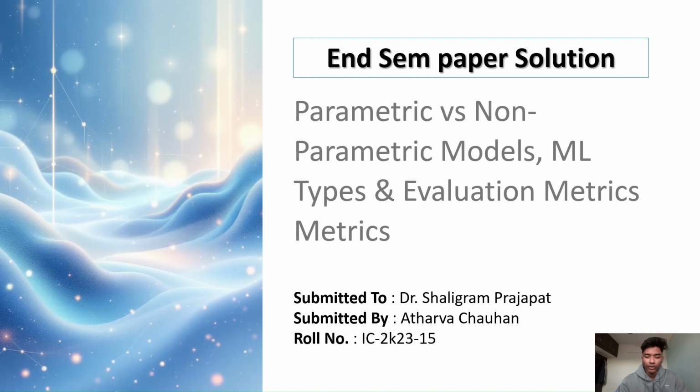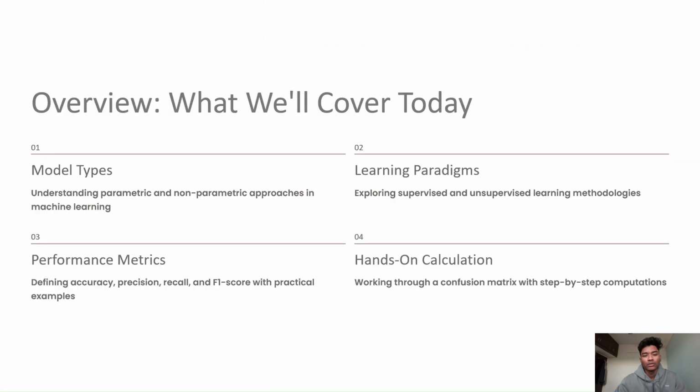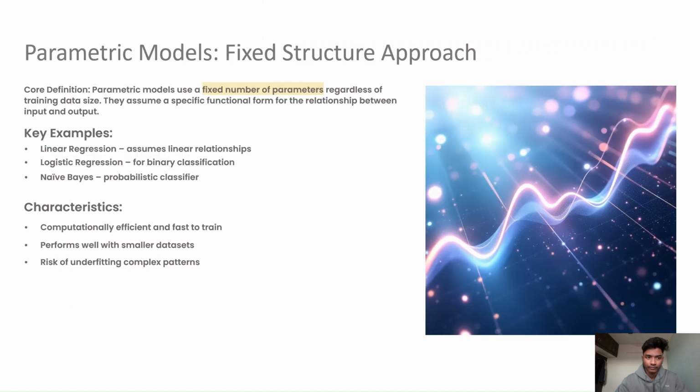Let's see what we'll cover today. So first, here's the roadmap of our session. First, we'll understand what parametric and non-parametric models are. Next, we'll explore supervised and unsupervised learning techniques. Then we'll look at the most important evaluation metrics like accuracy, precision, recall, and F1 score. And finally, we'll walk you through a confusion matrix and calculate these metrics step by step. So let's get started.